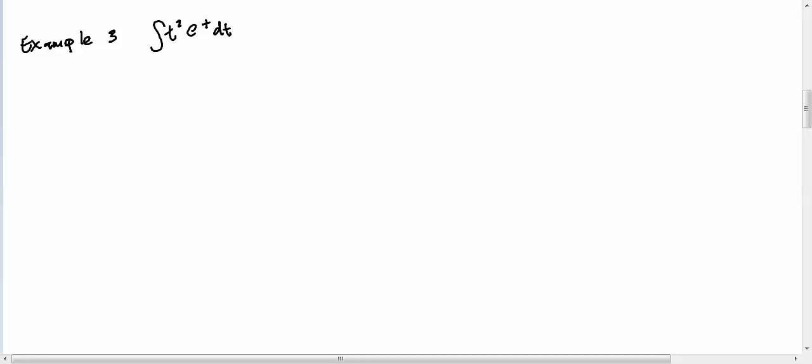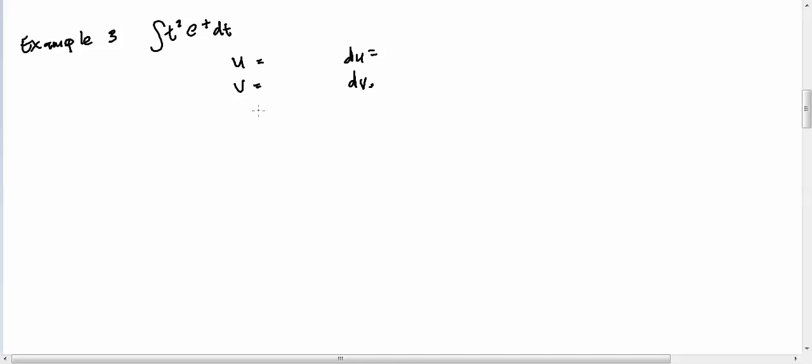Integration by parts once again. So I've got the integral of t squared e to the t dt. What I want to be able to find is, I need to basically break this thing down. I see two definite functions for sure. Let's just get into it: a u, a du, and a v and a dv.